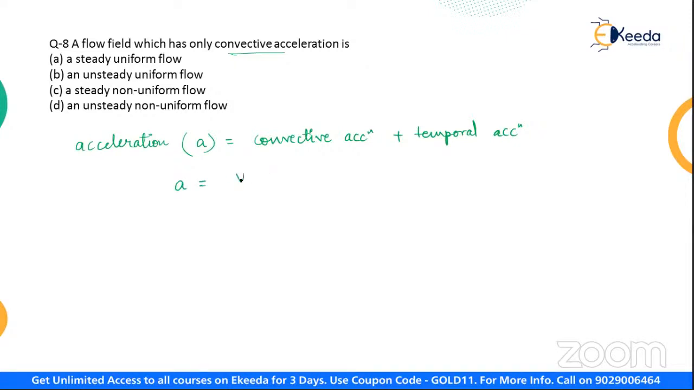So when this acceleration is written, it is written as V into del V, plus del V by del t, that is the temporal acceleration. This is also known as the local acceleration. Now it is saying in the question that the flow field is having only convective acceleration. That means this is equal to 0. This is the relation which is obtained from the statement of the question.